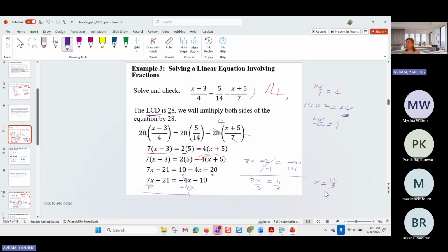Your answer can be a fraction, which is very possible. Your answer cannot always be an integer. Okay. So that's how you solve this type of fraction.